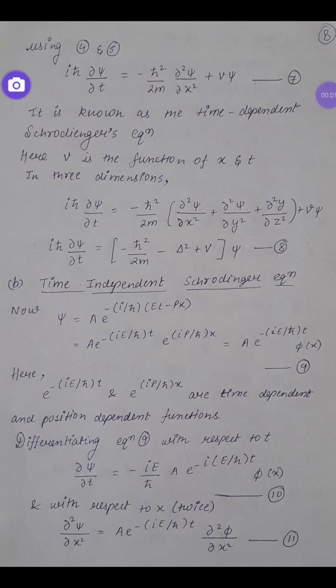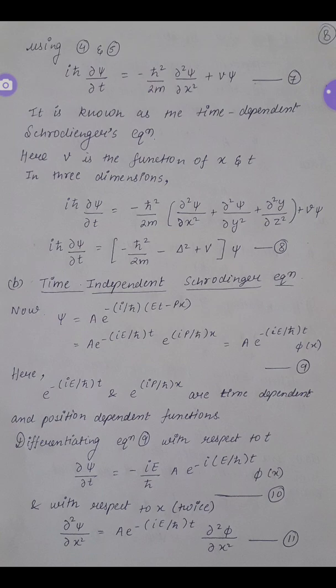Now, in continuation of wave optics, the next topic is the time independent Schrodinger equation. Now, we know that psi is equal to A e raised to power minus iota upon h cross (Et minus px). Psi is a function of E and p. Then e raised to power minus iota E upon h cross t and e raised to power iota p upon h cross x are the time dependent and position dependent functions.